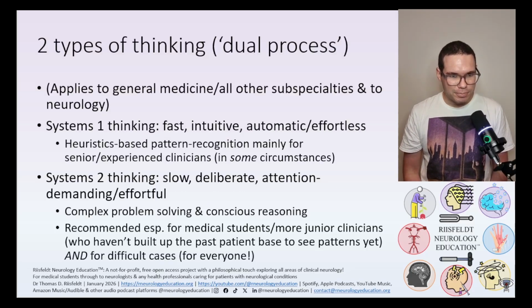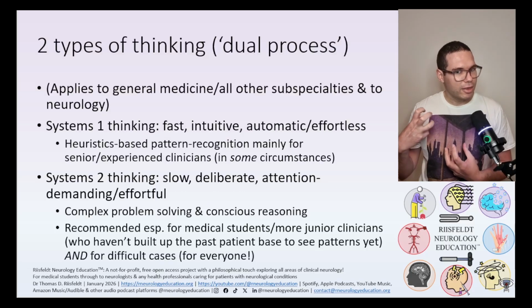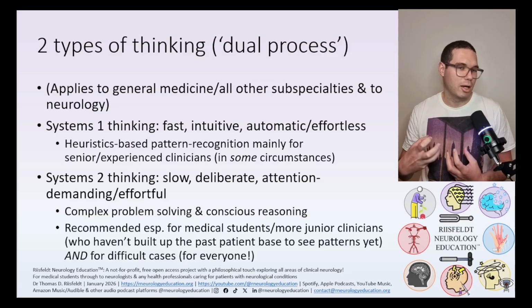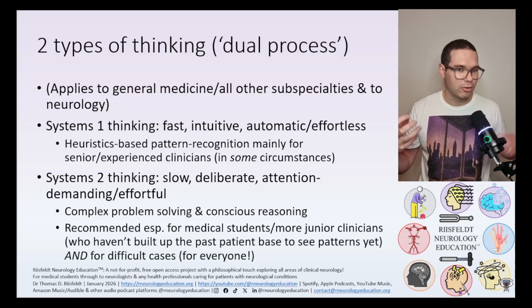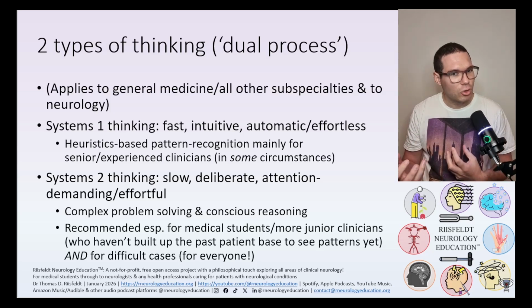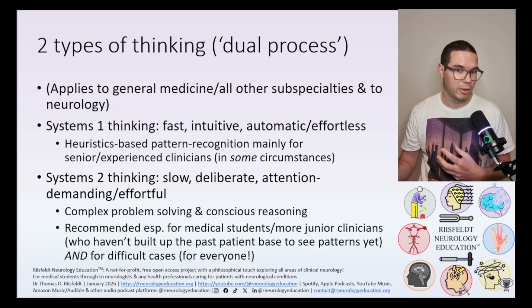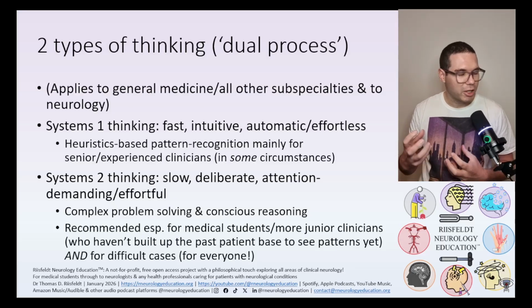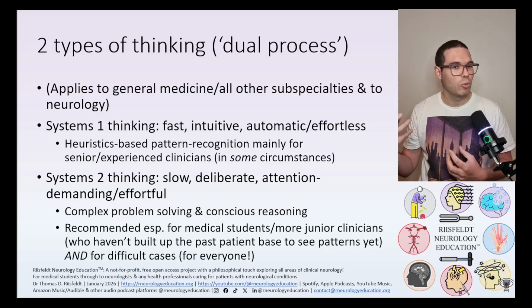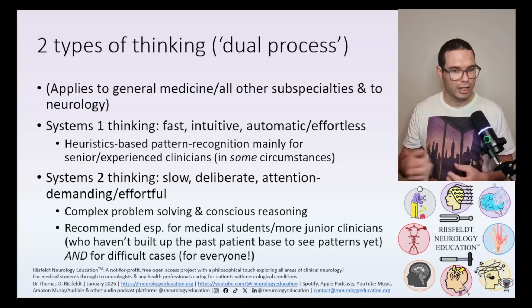So let's dive into it. Basically, the way to think about it is that there are 2 types of thinking, which has been described as the dual process model of thinking. And this applies to general medicine and to all subspecialties within medicine, and it also applies to neurology. So you've probably heard of this concept before. There's systems 1 thinking and systems 2 thinking.